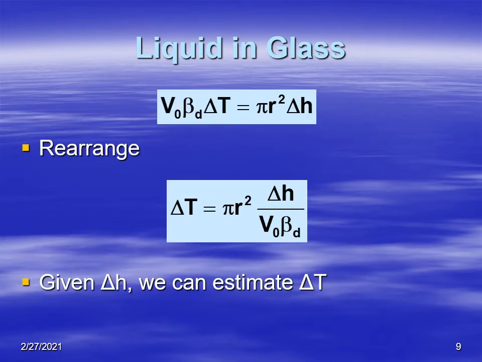We're going to rearrange this equation a little bit to get the change in temperature. This gives you how temperature changes based on the initial fluid, also the change in height, the thermal expansion, and also the size of the capillary. So if you know what the height change was, you can figure out the temperature change in the thermometer.